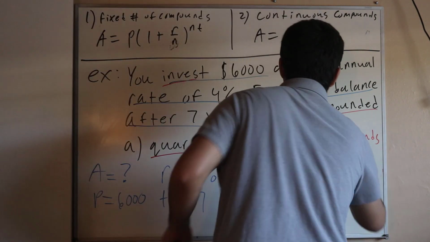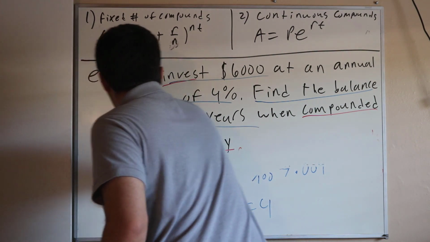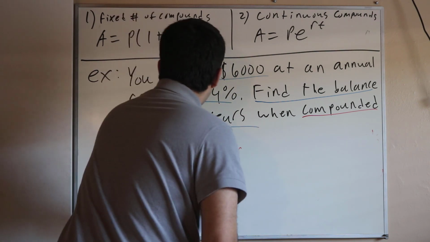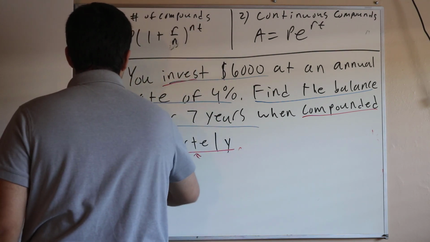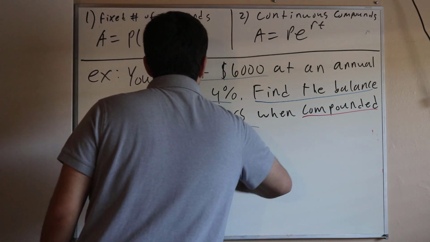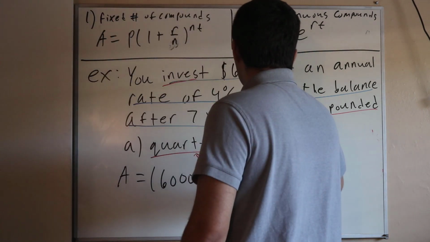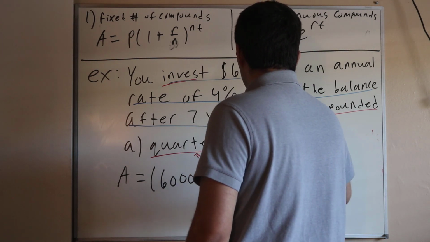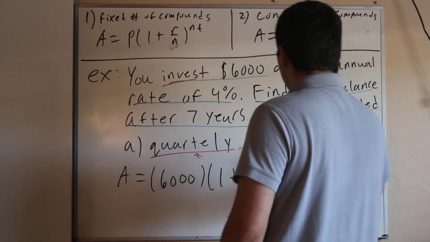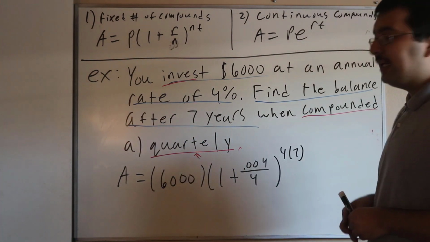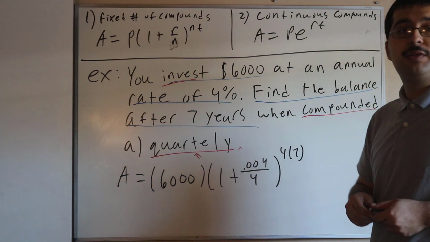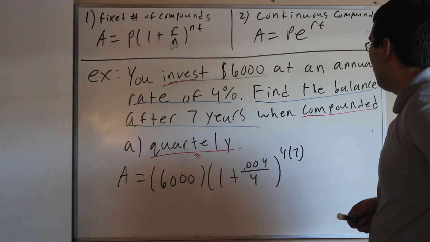Okay, so now that we have the numbers, we can go and plug into our formula, and that's going to tell us that A is going to equal 6,000 times 1 plus 0.004 divided by 4, all to the power of 4 times 7. And that will be the amount in our account after 7 years with a quarterly compound on that account.